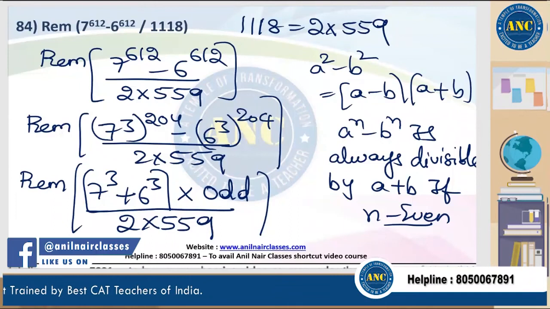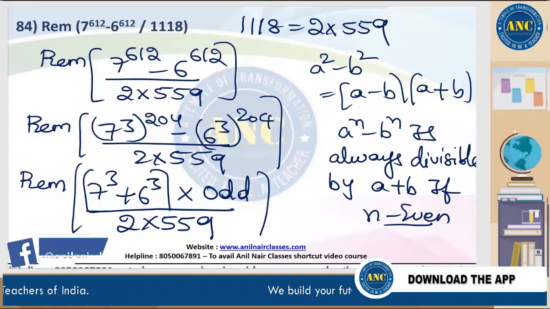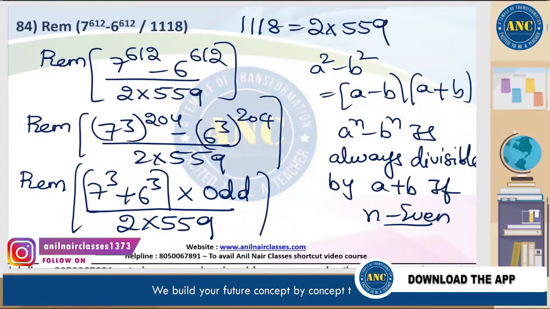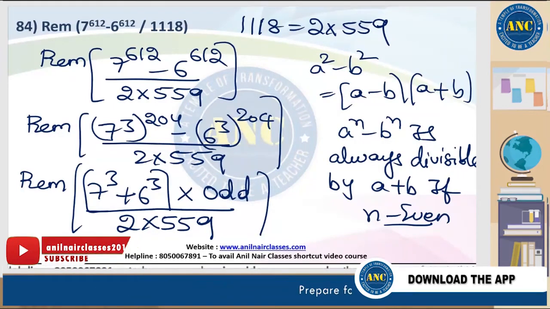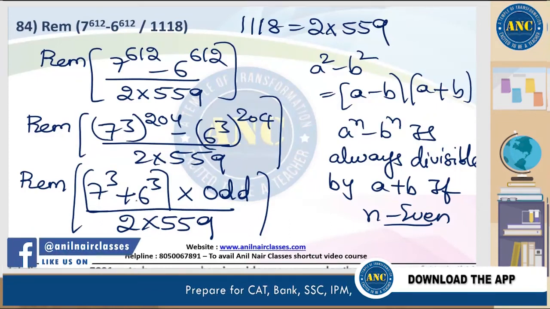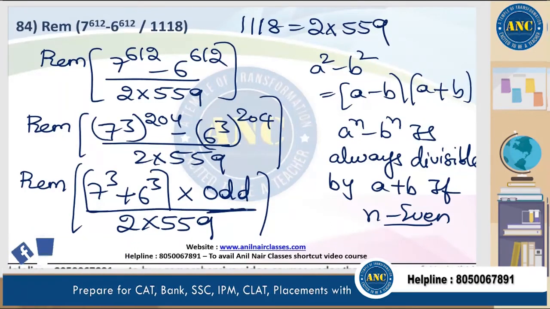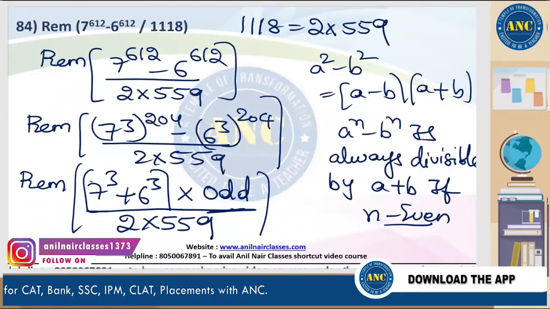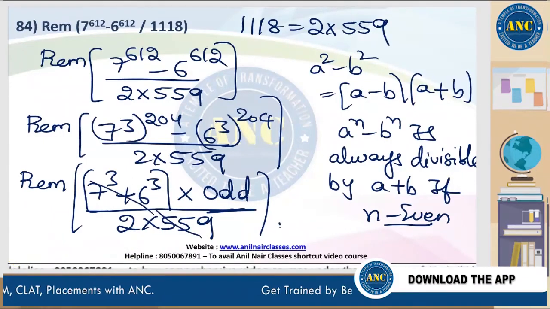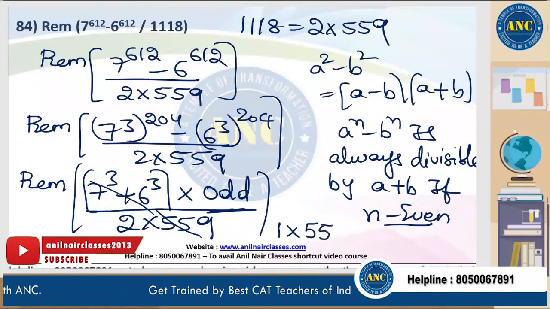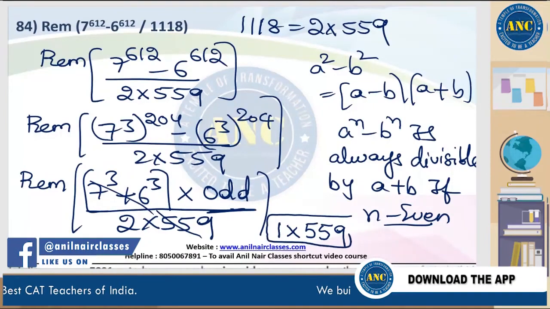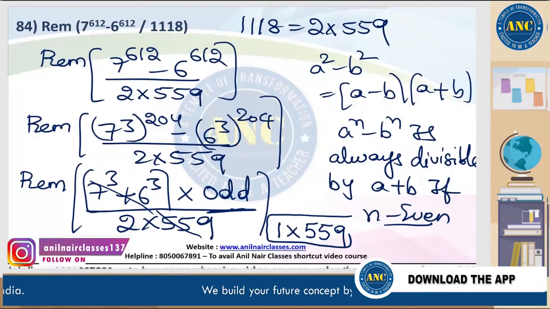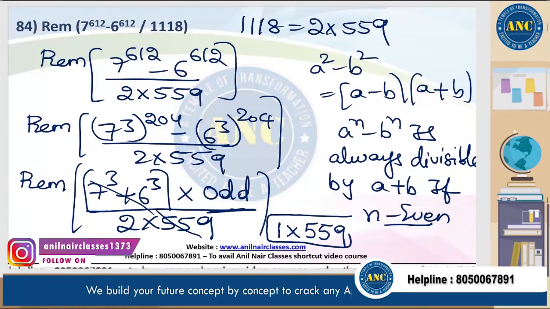I hope it is clear how I wrote. A power n minus b power n is always divisible by a plus b if n is even. So a plus b means 7 cube plus 6 cube, into the remaining number, I don't know. But I know that the given number is odd minus even, odd. Odd plus even, odd. Odd into some number is odd. So this is also odd. 559 cancels. Odd number divided by 2 is 1. The common factor has to be multiplied back. So the answer is 559. Idea clear, right? Very good question.